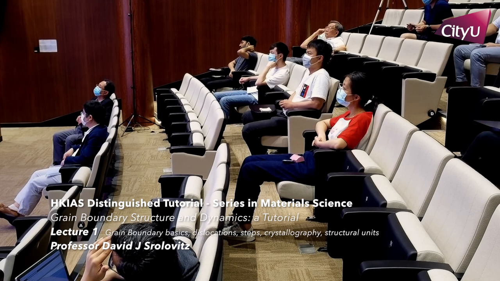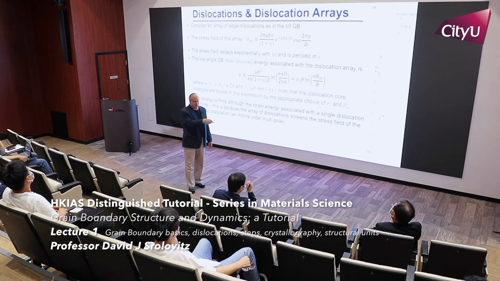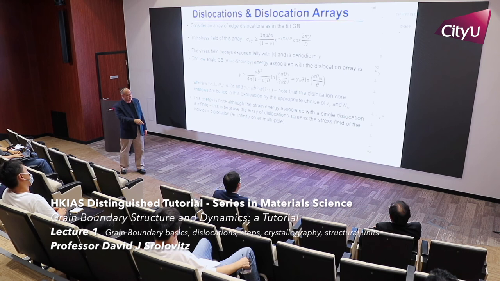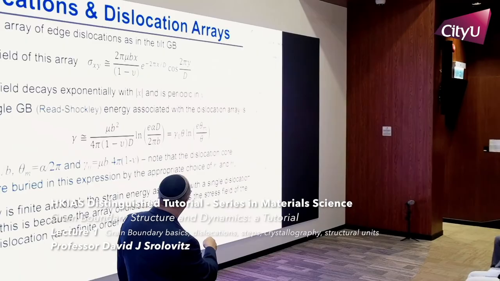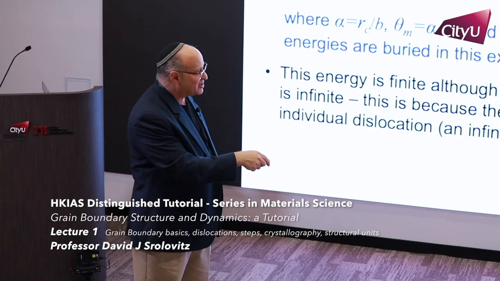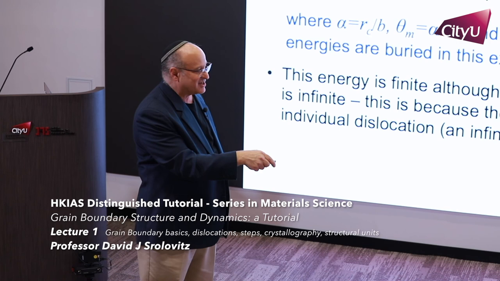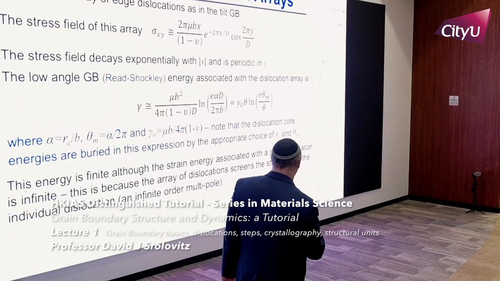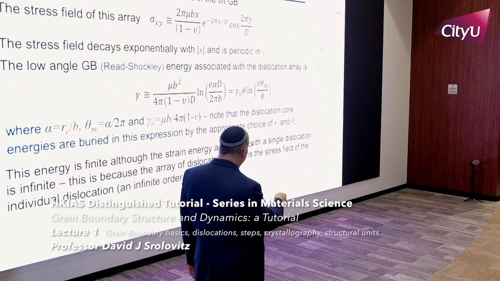Now, go back to the low angle grain boundary here. This low angle grain boundary can be described as an array of edge dislocations, which you see right there. The interesting thing about the stress field and the strain field of the grain boundary, which is all made of these edge dislocations, is that the stress field decays exponentially fast away from the grain boundary. It decays faster than power law, much, much faster than the 1 over r. It's periodic in this direction, that's not surprising.